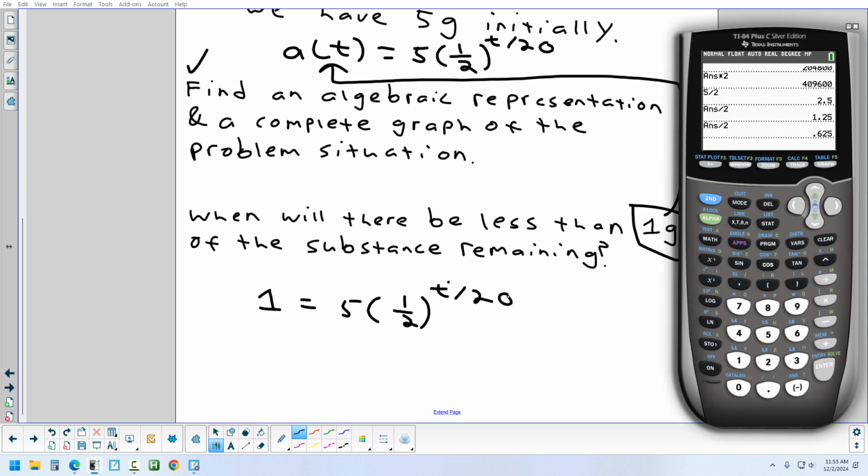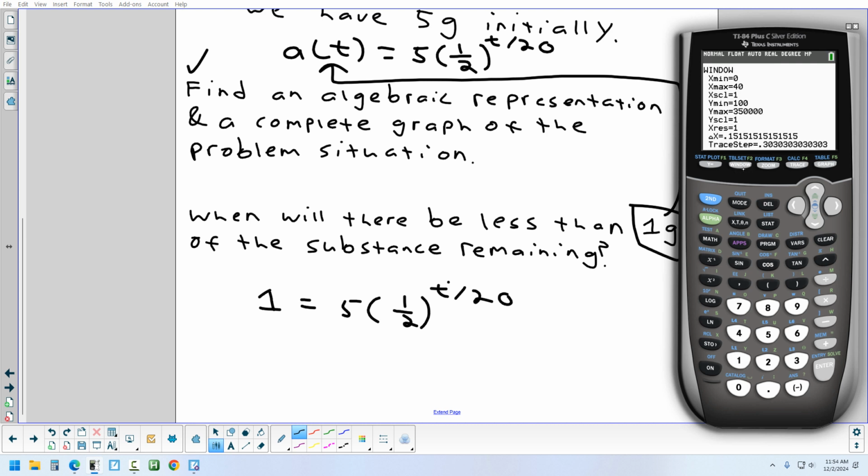Okay, so what's going to go on y1? 5 times 1/2 to the t over 20. Yep, 5 times 1/2. If you want to use 0.5, that's fine. If that was 1/3, though, you would want to use 1/3. Don't use 0.3. 0.3 is not 1/3. So you've got to use the exact number. And then what's going to go on y2? 1 gram. 1.